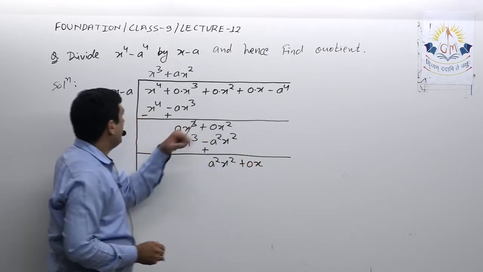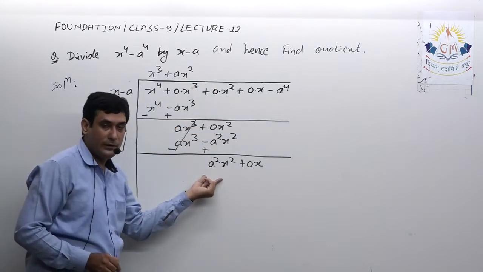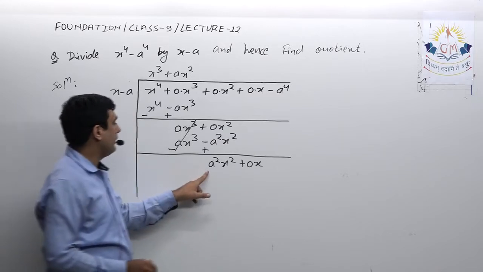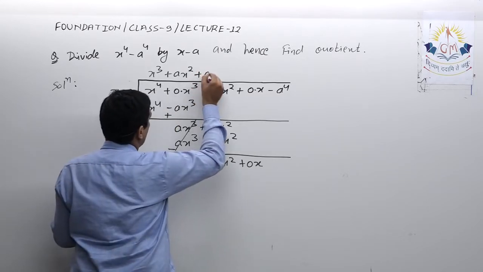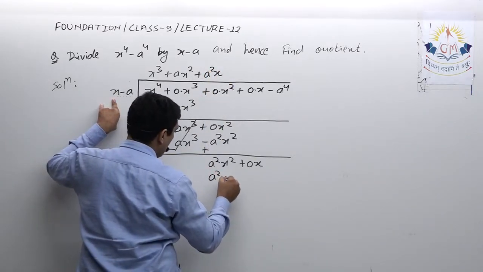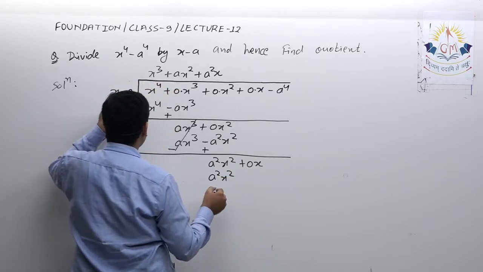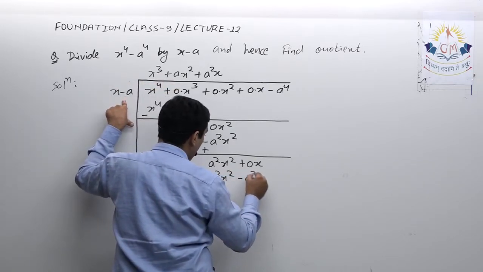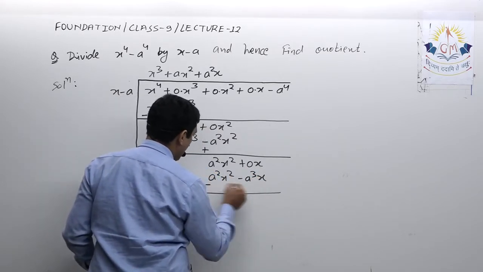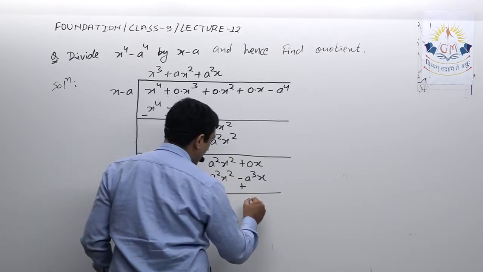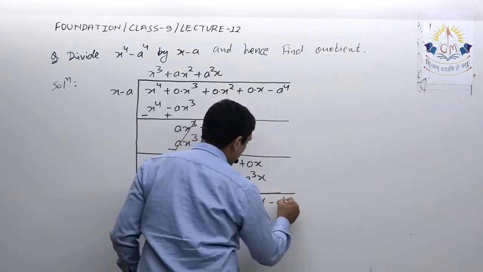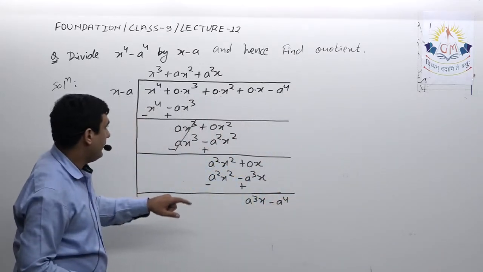Now again to obtain the next term of the quotient, I will divide the first term of the dividend by the first term of the divisor. So here I got a square x plus a square x. So a square x into x, that is a square x square. Then a square x into minus a is minus a cube x. So minus plus, this will cancel out. Here I will get a cube x minus a raised to 4. Okay, minus a raised to 4.